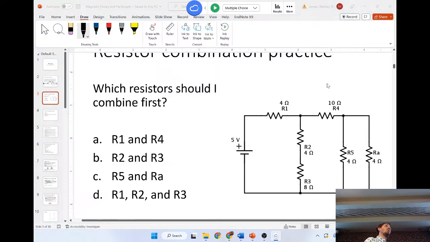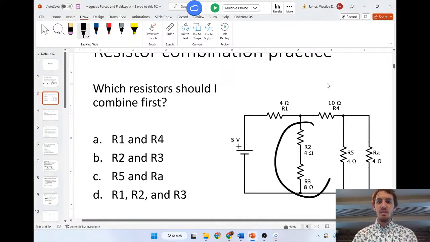So remember the rule, and the answers here are looking great. The rule is you combine either if there's some purely in series or purely in parallel. That's what you're looking for. You're looking at the circuit and saying, is there any purely in series? And purely in series means no junction between them. Are there any resistors with no junction between them?